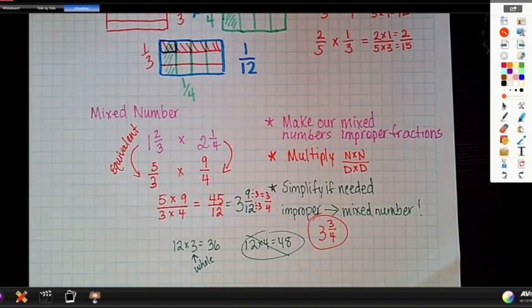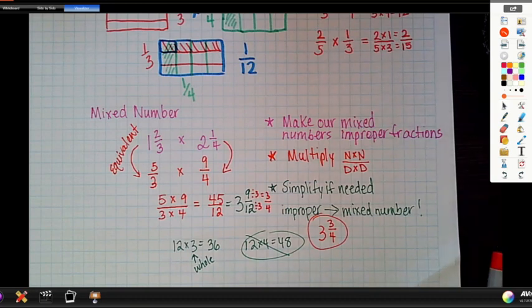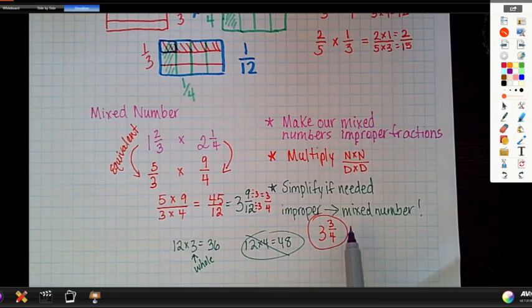The hardest part of multiplying mixed numbers is converting them to improper fractions and then putting them back into mixed numbers. But that's a very important part of the step, okay? The actual multiplying itself, you just multiply.